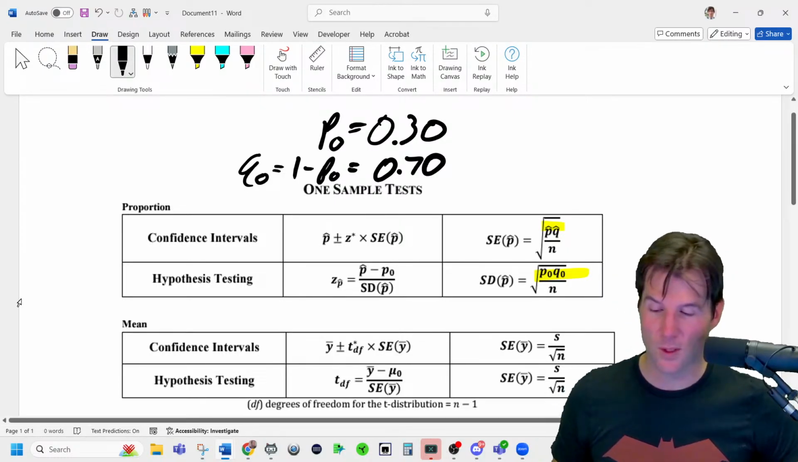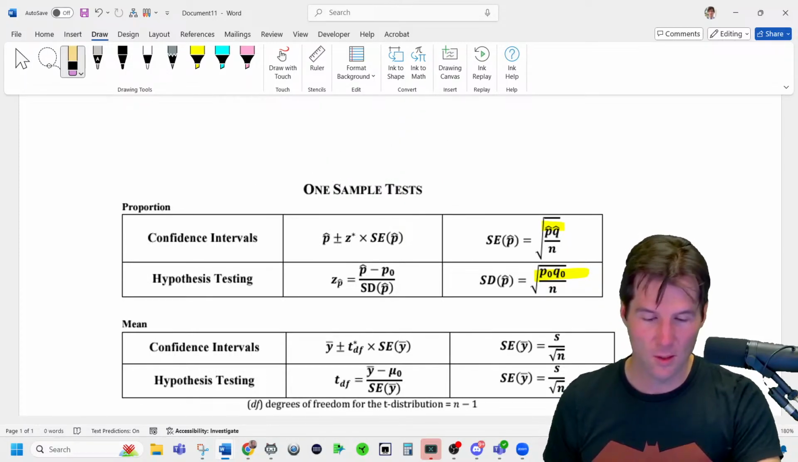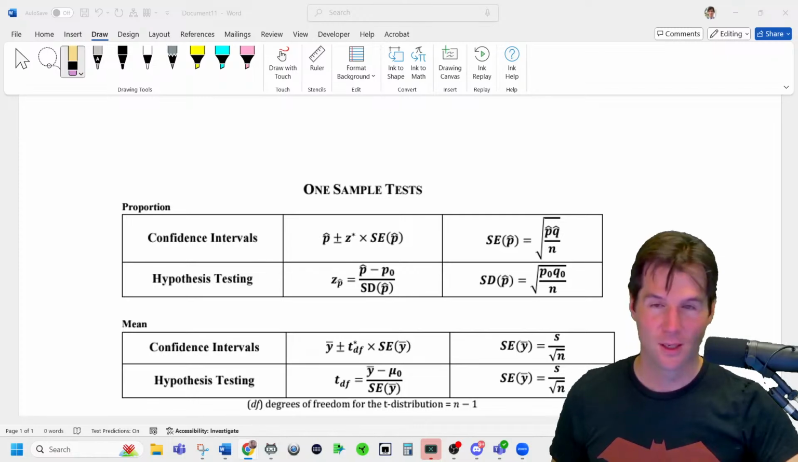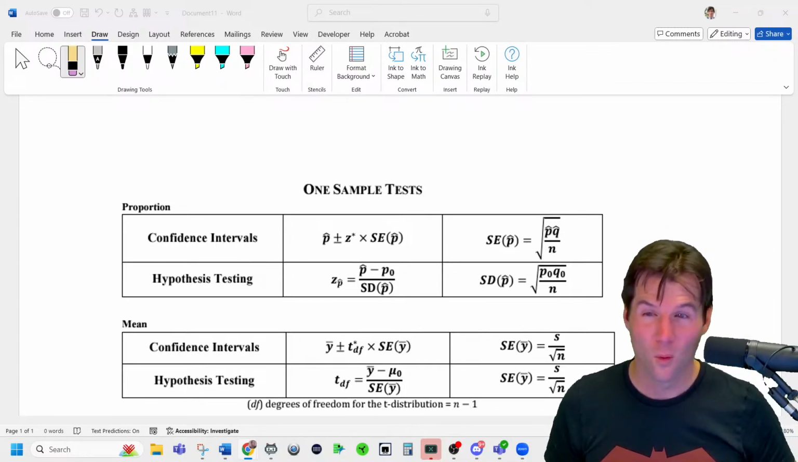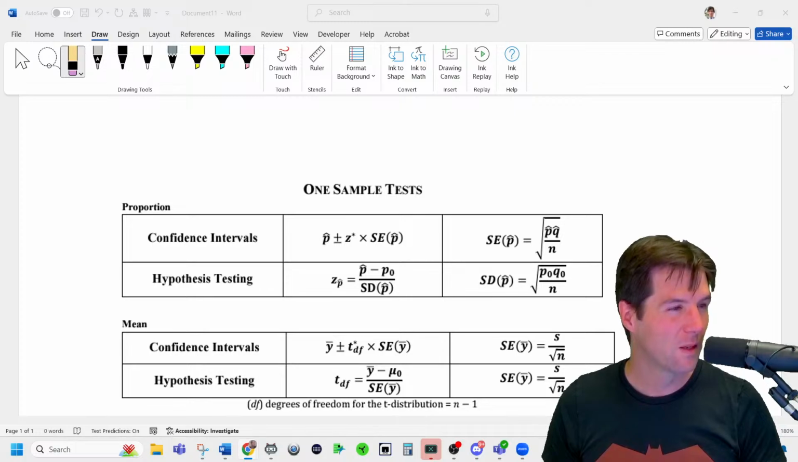So let's go to the next one, the one sample T. Let's mark it in the notes. Got started a little bit early. Wanted to help out and make sure starting early today. One sample T. These are like mini lectures. Formula sheet.